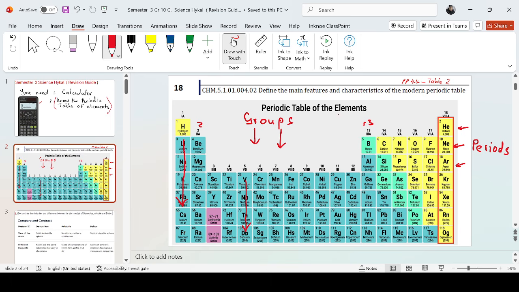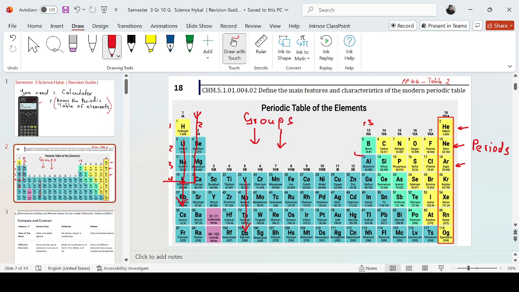So if I say group 2, period 4, you go to group 2, this is group 2, period 1, period 2, period 3, period 4. This one. Which element is this? Calcium. It's in group 2 and period 4. You must know this.